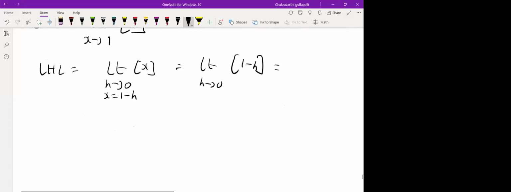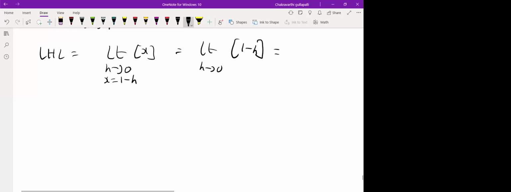First simplify, don't apply directly. Students will replace directly. This is the mistake students generally make. First simplify. This is 1. 1 minus H means less than 1. 1 plus H means right side. 1 minus H is less than 1.